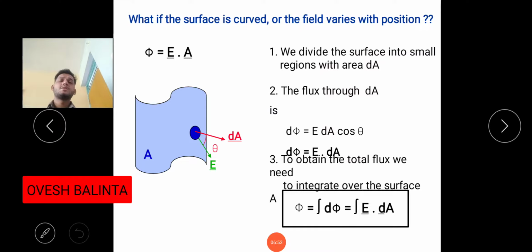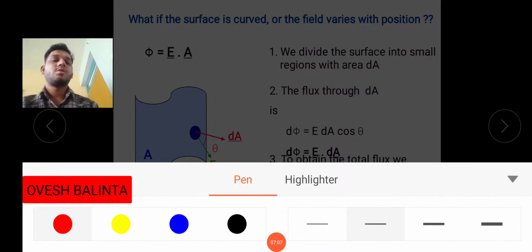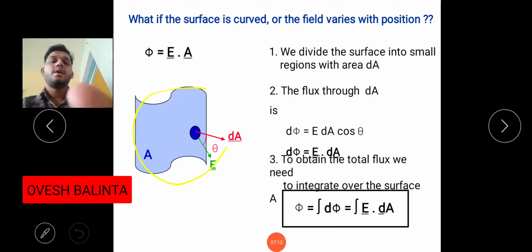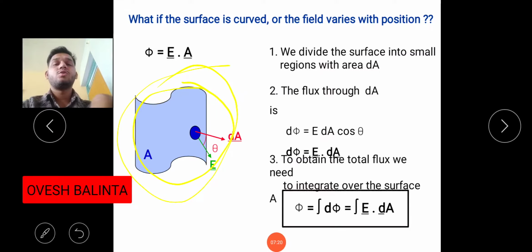Now, what if the surface is curved and the field varies with position? So see again, we divide the surface into small regions. This one is our area, this one is our area, or a random area we divided. So in this area we have to measure the area first, small area, and the flux, total flux phi. So we have to measure the total flux phi.